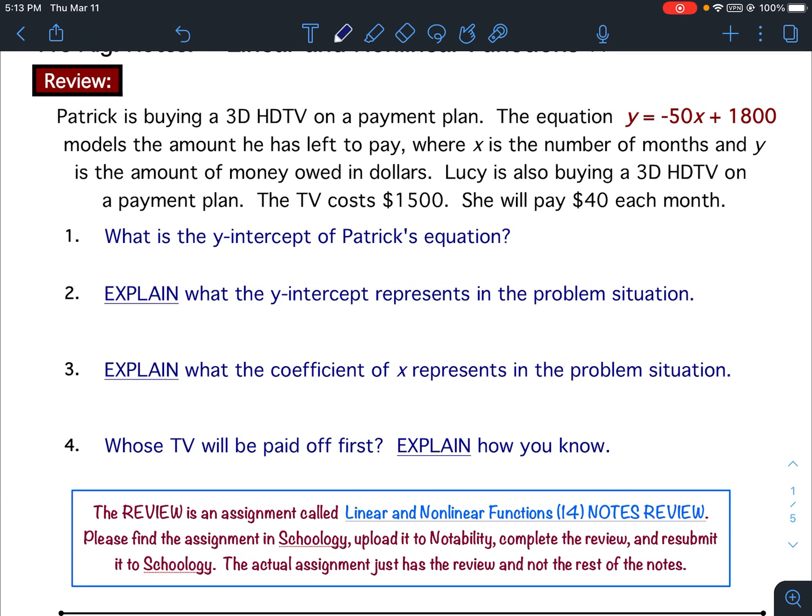But also on that Bellwork, we wrote down some extra info, and that extra info is going to help you answer number 3 on here. So use your Bellwork 13A to help you complete the review.